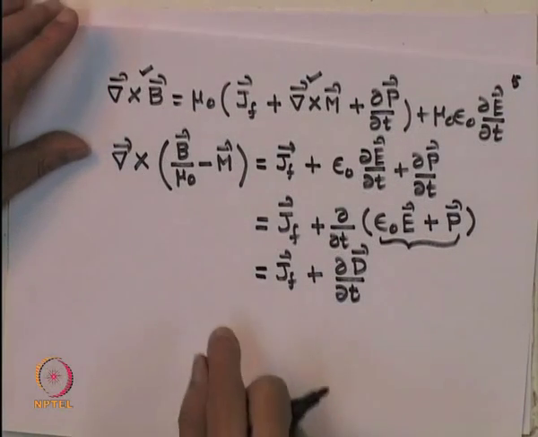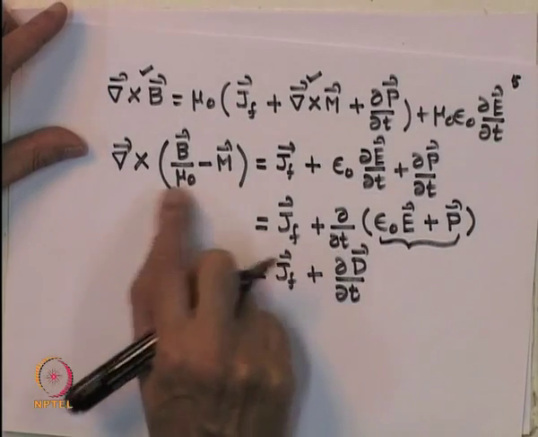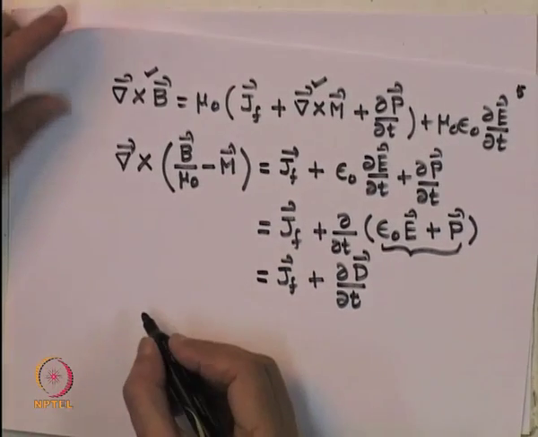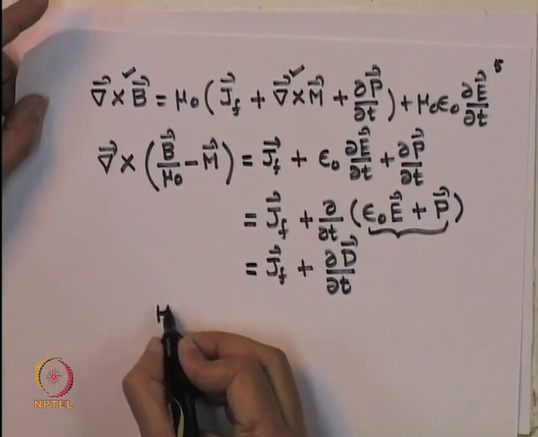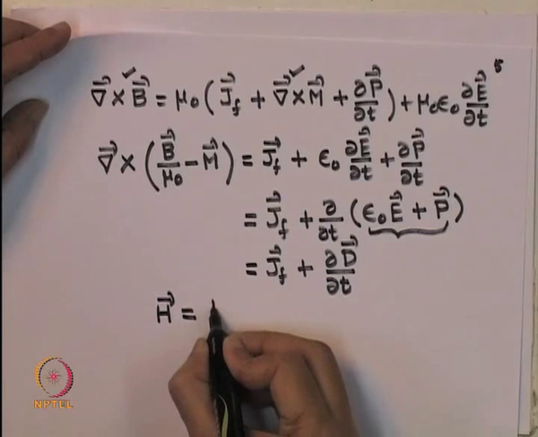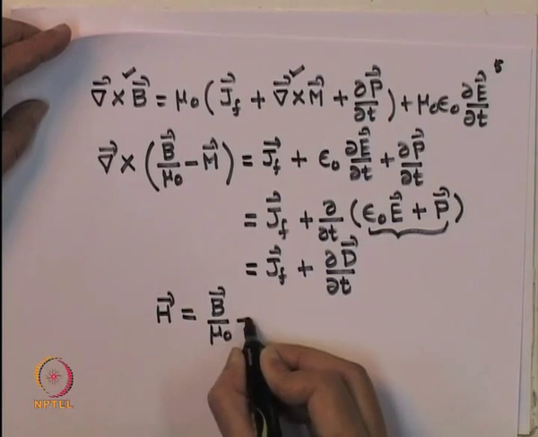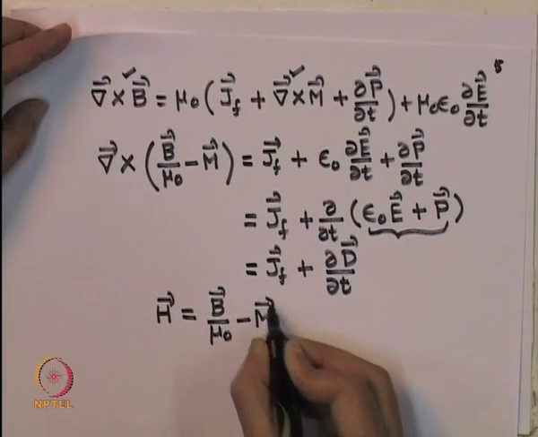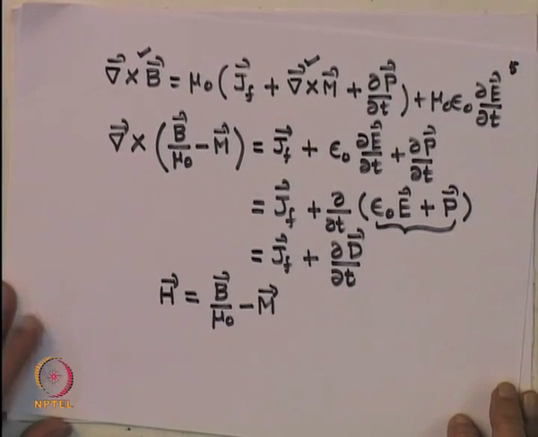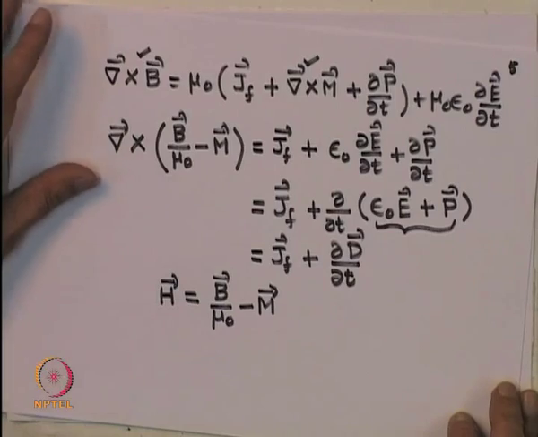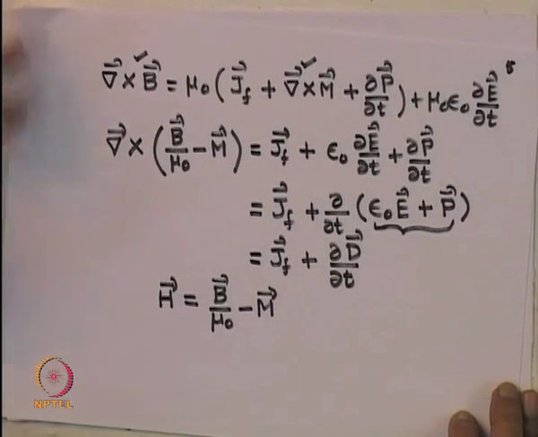And this quantity here, B by mu 0 minus M, we had defined as the magnetic field H. As we said earlier, traditionally it is the H field which has been called the magnetic field. And the B field has had different names, like magnetic flux density, or magnetic field of induction. But of course, we have been using them interchangeably, assuming that there is no confusion.